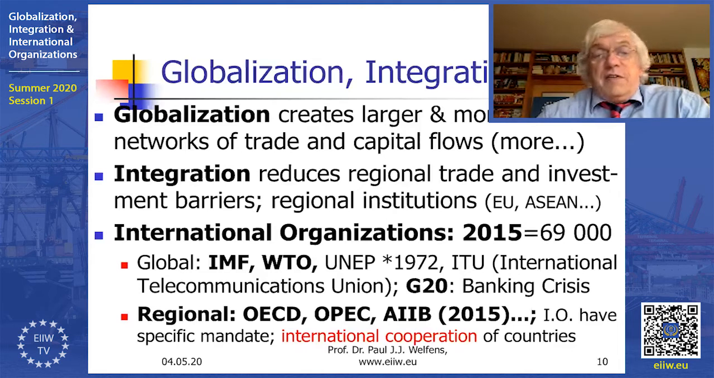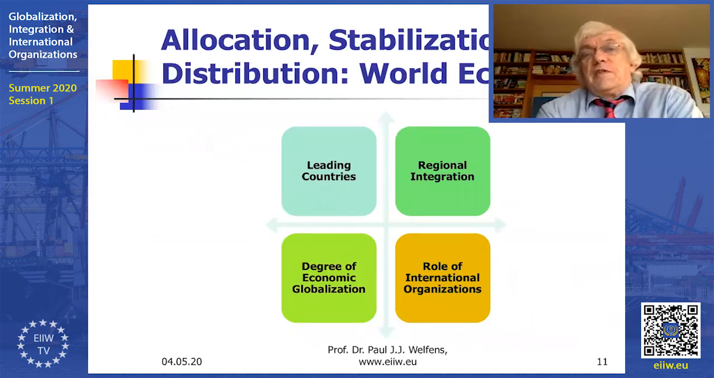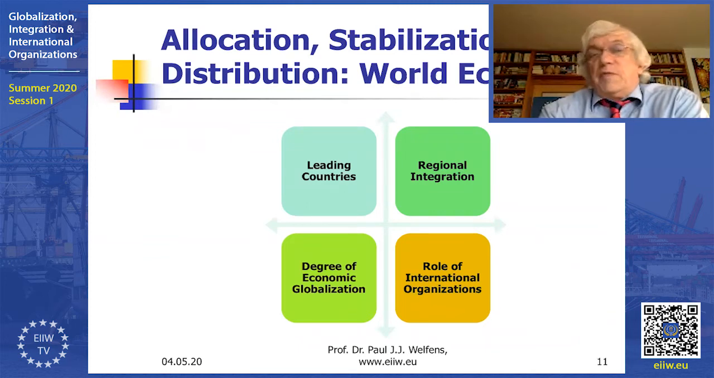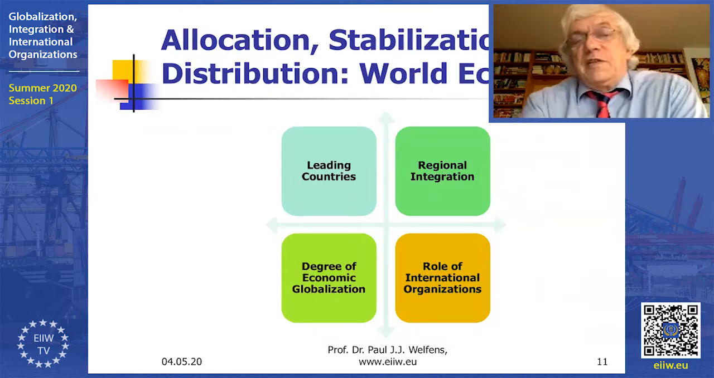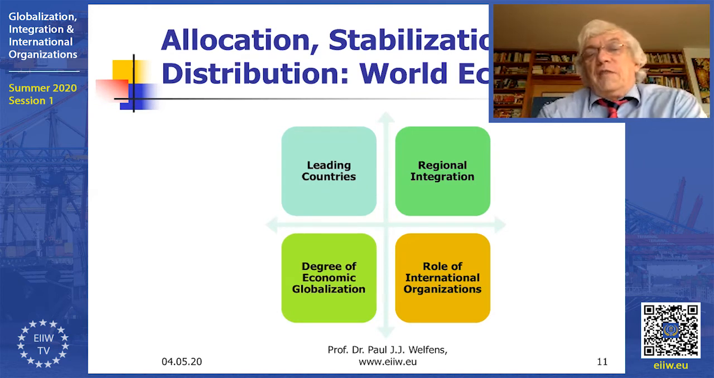So all international organizations have a specific mandate, and usually it's all about international cooperation of countries. You have to organize somehow. And in an economic perspective, we are interested in allocation effects, stabilization, distribution effects here in the world economy. So look, we have here the leading countries in the first box on the left in the upper corner. Then we have regional integration just beside this box. Then there is a certain degree of economic globalization. And then we have the role of international organizations, which somehow should help to maintain an efficient and stable global or international economic system.